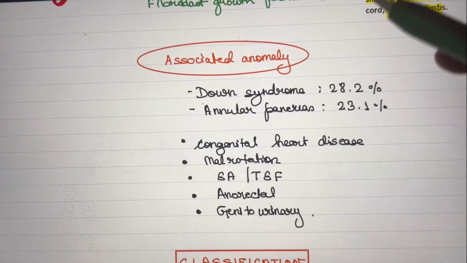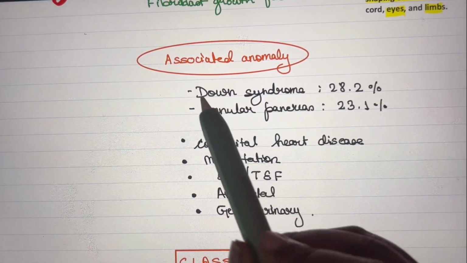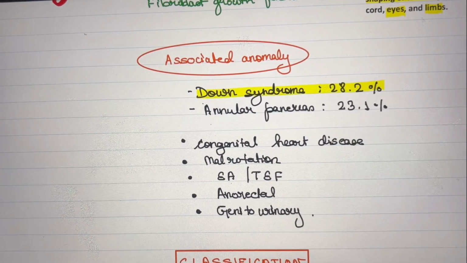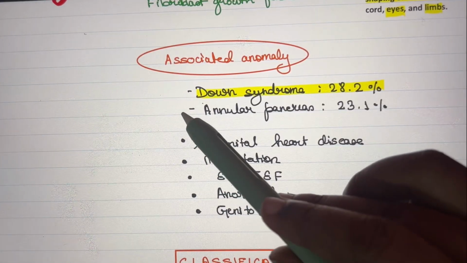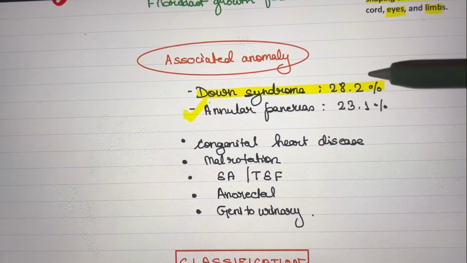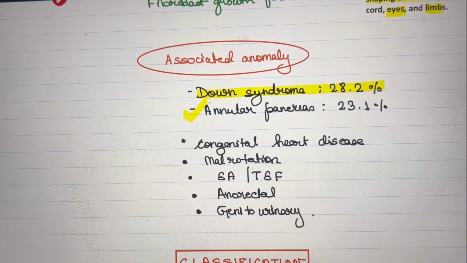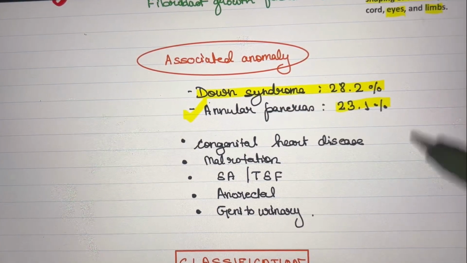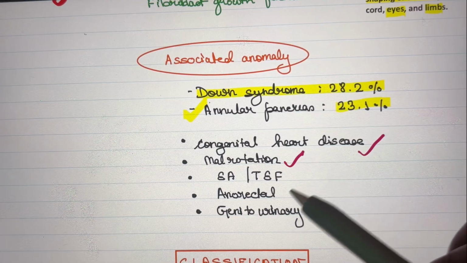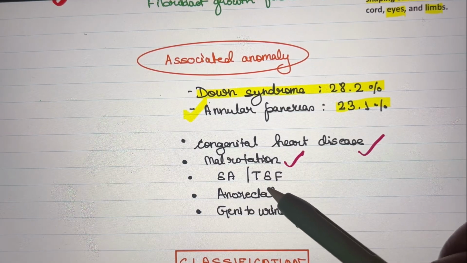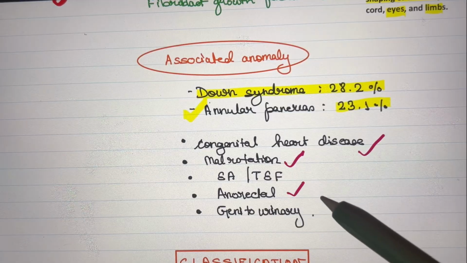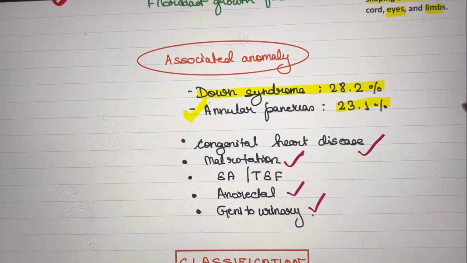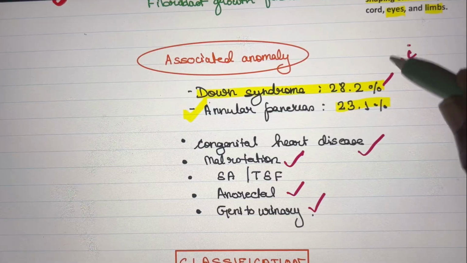The associated anomaly I told you in the start of this video: the most common associated anomaly is Down syndrome, approximately 28%. The second one is annular pancreas, which, as I have told, is an extrinsic cause of duodenal atresia, and 23% are associated with it. Apart from that, there may be congenital heart disease, malrotation, esophageal atresia, tracheoesophageal fistula, anorectal anomaly, or genitourinary anomaly with duodenal atresia, but the most common is Down syndrome.